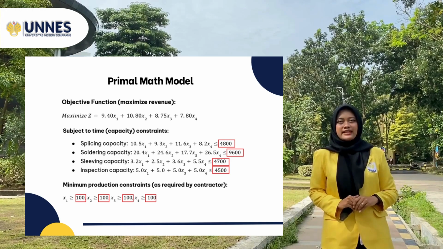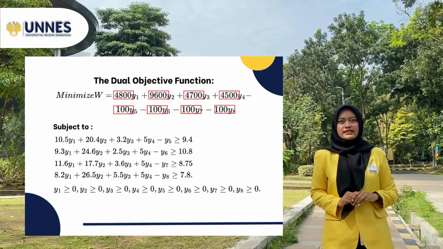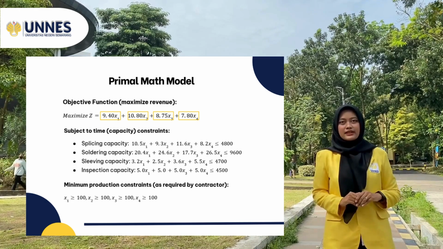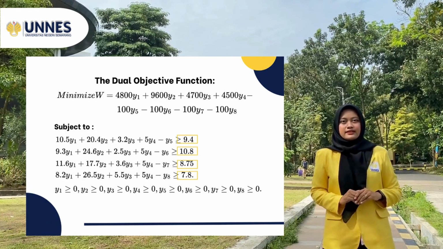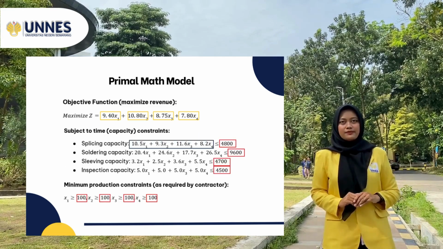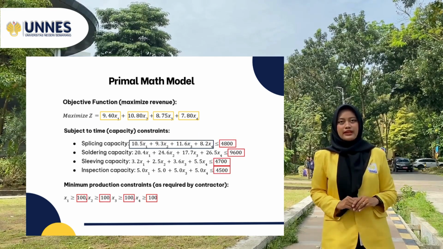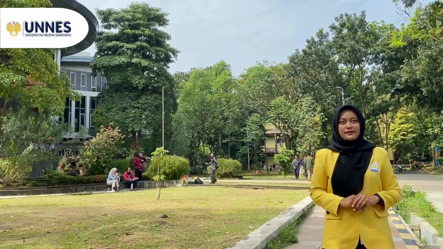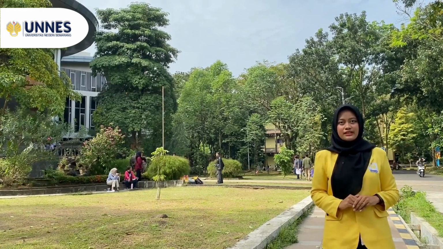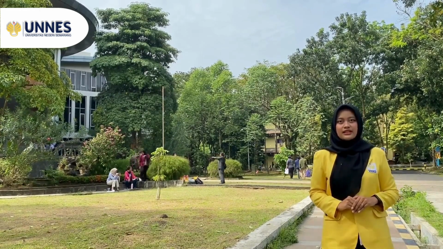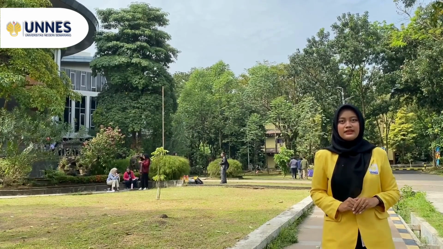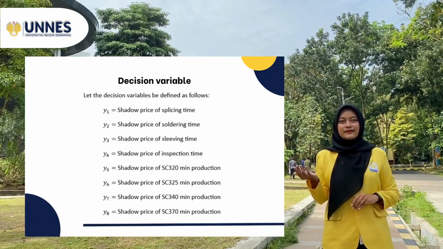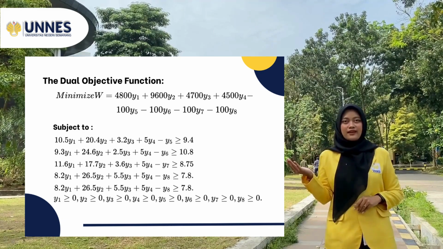In the dual, each constraint in the primal becomes a decision variable, and each decision variable in the primal becomes a constraint. This transformation allows us to measure the value of each constraint and especially the time constraints. Since the primal model has constraint functions, the dual model will have decision variables. Let the decision variables be defined as, and this is the dual objective function.